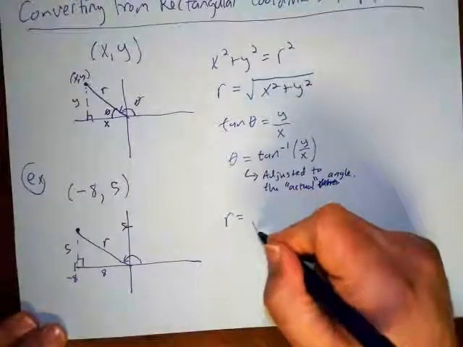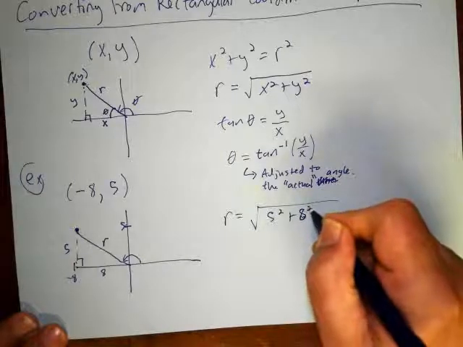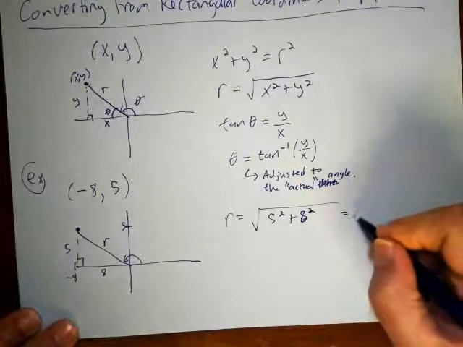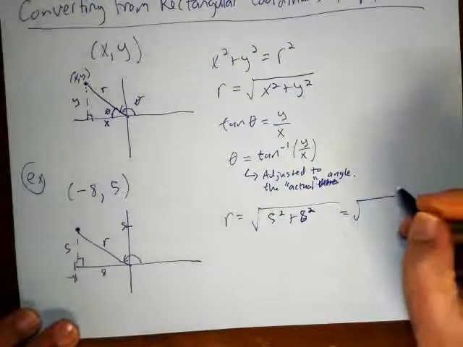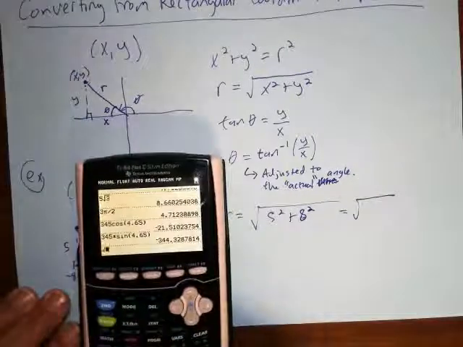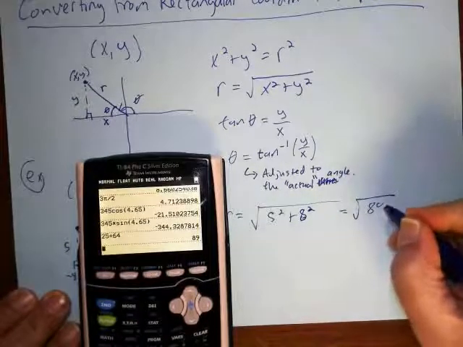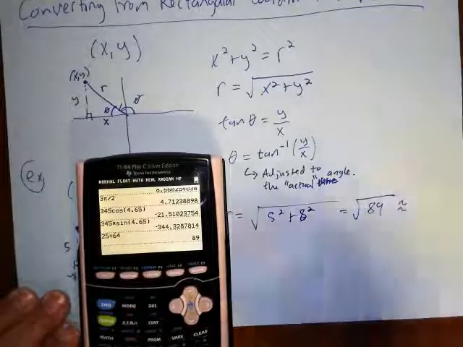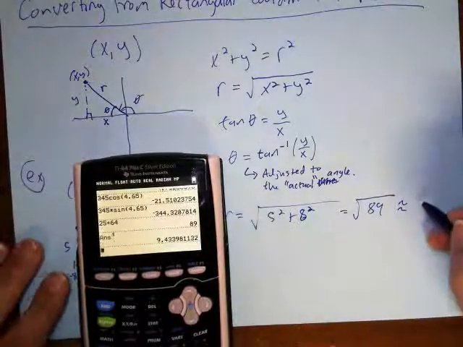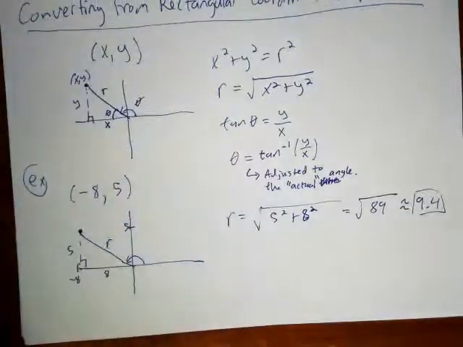So my r is just the square root of 5 squared plus 8 squared. Okay, so this would be 25 plus 64. I'm going to need the calculator anyway. So 25 plus 64 is 89. So the square root of 89. That would be the exact answer, but if I want it as a decimal approximation, it'd be approximately 9.4. So that would be my r.